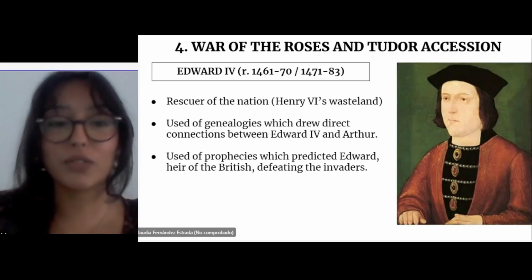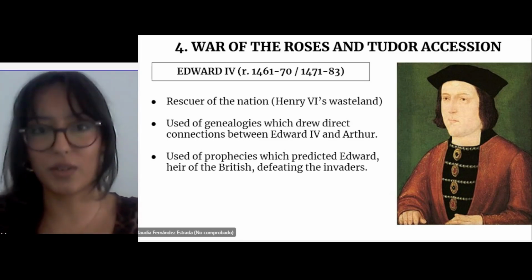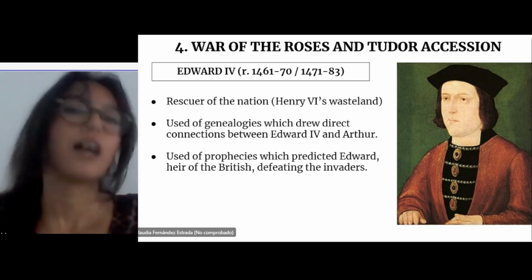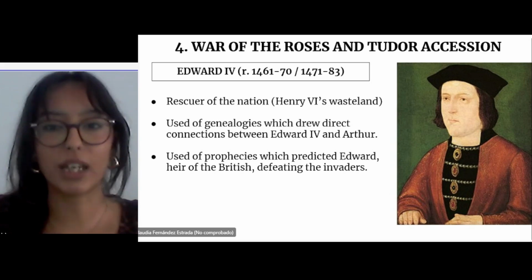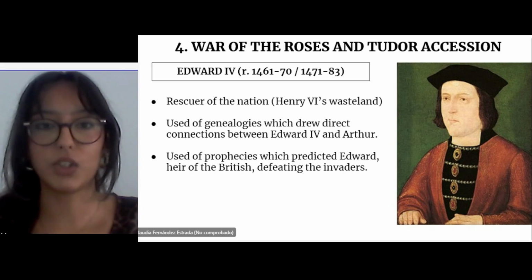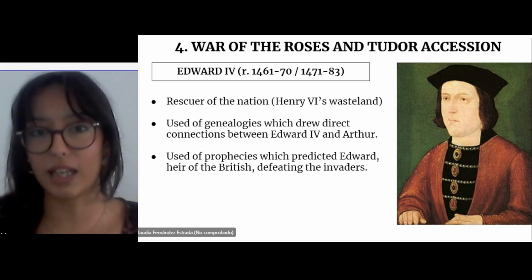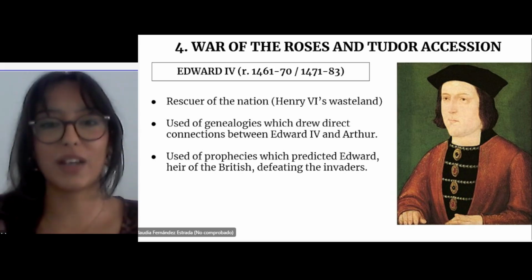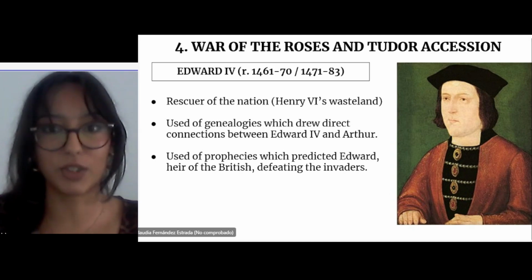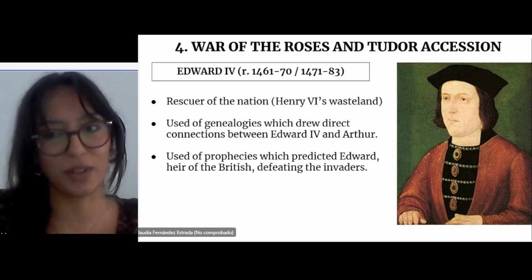And over time, other monarchs are going to call themselves Arthur's successors, but the narrative is going to change a little bit, okay? They are not going to lay claim to Arthur based on the fact that they are also English kings, but because they are literally going to be their successors in terms of bloodline. One such example is Edward IV.